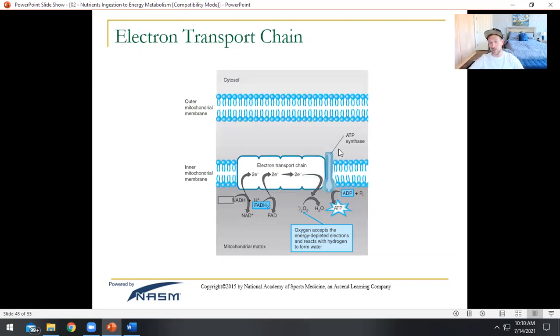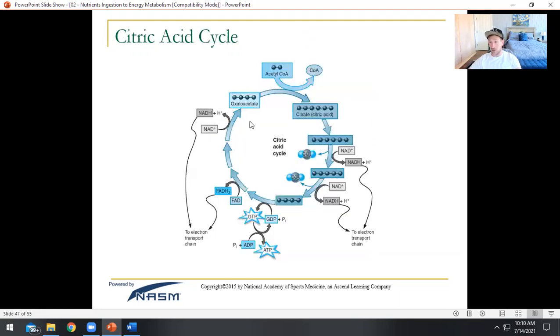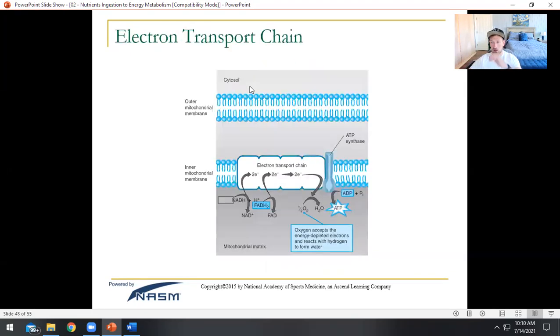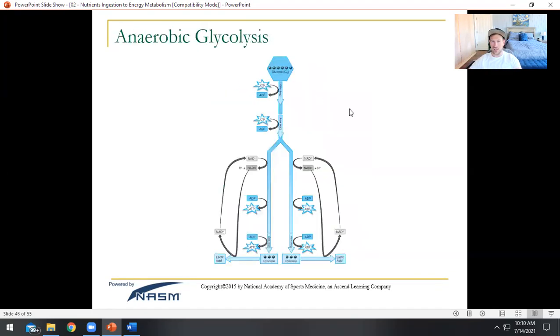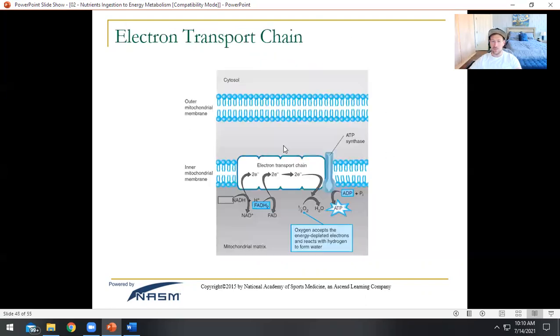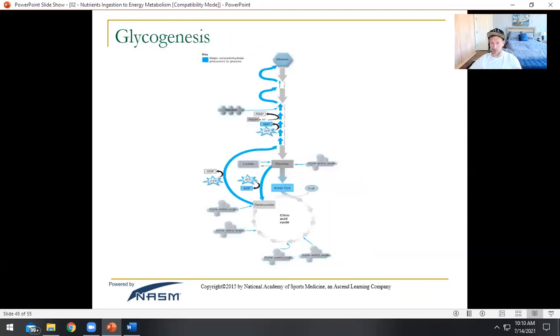But then here's the electron transport chain. This is where all that NAD and all that FAD with all of its electrons get squeezed together through this little protein right here and spits out 36 molecules of ATP. So we get a lot. The citric acid cycle, or the Krebs cycle, and the electron transport chain are both aerobic processes, whereas glycolysis is anaerobic. Glycolysis takes place in the fluid. These both take place in the mitochondria.